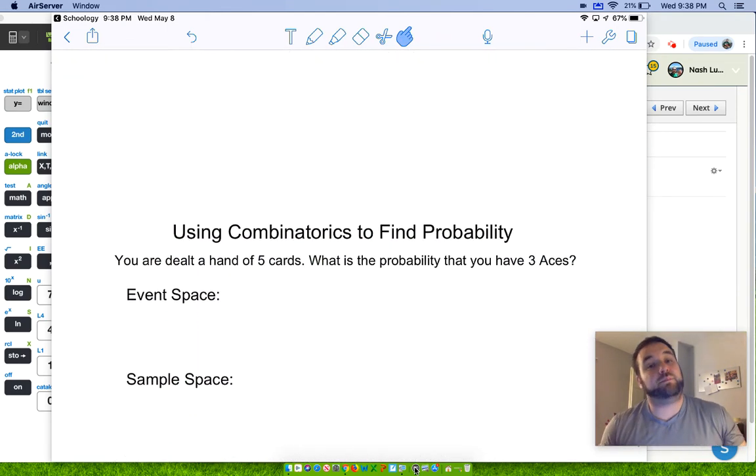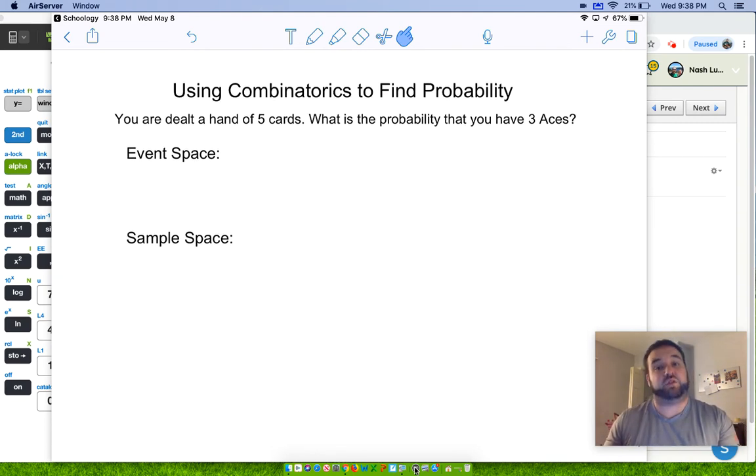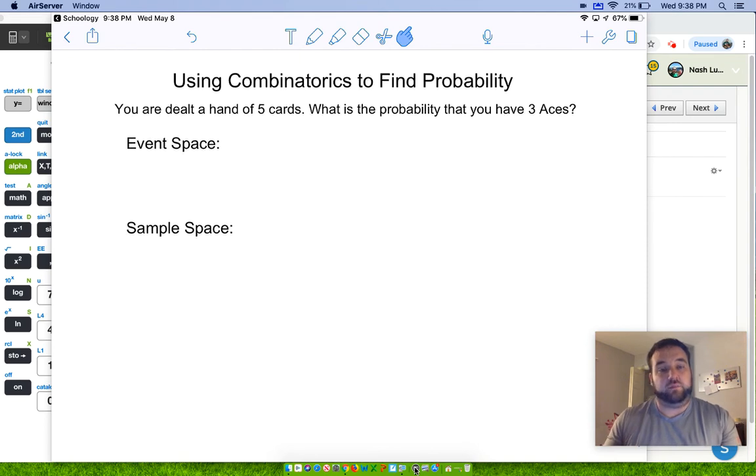Now, those are on the easier end of the theoretical probability problems. Something like this gets much more interesting. So let's say I'm going to give you 5 cards. Okay, 52 cards in a deck. I'm going to give you 5 at random. What is the probability that you have 3 aces in your hand, and exactly 3 aces? So 3 aces and the other 2 are not aces.